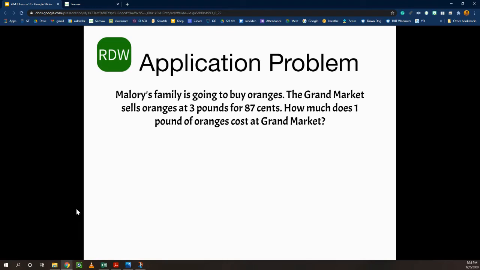So I'm going to first draw myself a tape diagram. Here's what that might look like. 87 cents is my total, and I know that 1 pound, 2 pounds, 3 pounds total, so I have 3 equal sections, is going to be 87 cents. What I want to find out is the total for 1 pound of oranges. So I'm taking my total of 87 and dividing it into 3 equal groups. Pause the video here, and I want you to do the standard algorithm of 87 divided by 3.